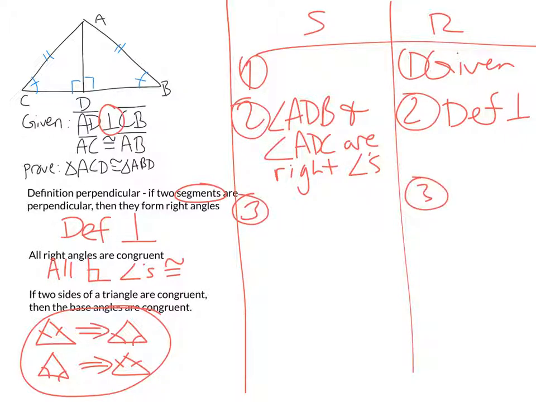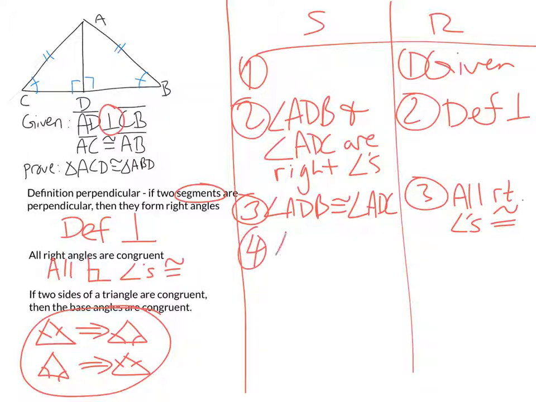Now I want to say that those angles are congruent. So angle ADB is congruent to angle ADC. And my reason for that is all right angles are congruent. That's usually my abbreviation; I write right as RT period. So I've got those two angles congruent. I've been given the sides AC and AB. Now I need to get my base angles. So angle C is congruent to angle B, and my reason for that is if the sides of the triangle are congruent, then my base angles need to be congruent. And it has to be triangles we're dealing with. It can't be any of those other shapes.